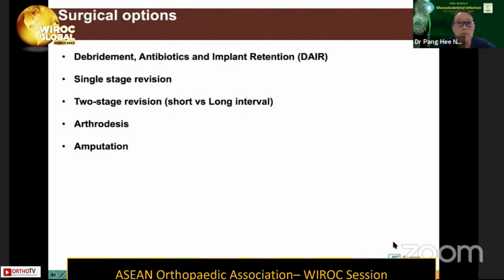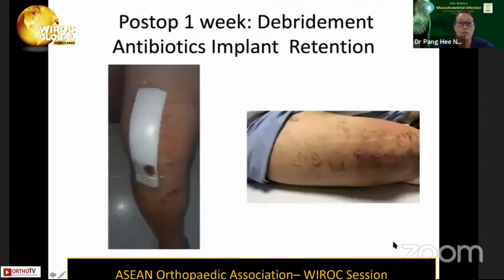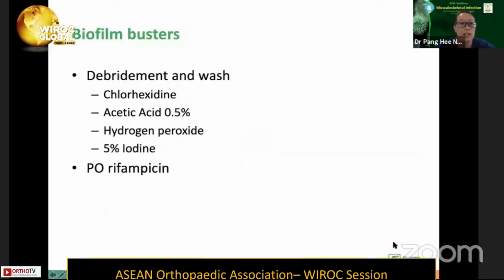After the investigations, we move on to the treatment modality. There are 5 surgical options: debridement, antibiotics, and implant retention; single-stage revision; 2-stage revision; arthrodesis; and amputation. For example, a patient who is suitable for debridement, antibiotics, and implant retention will be this patient with a persistently discharging wound 1 week post-op. You must be very aggressive with wound discharges. If it's discharging by 1 week, spare no attempts to debride it and send for cultures. In the debridement, you will do a proper debridement, and these are the biofilm busters that we use in our institution: chlorhexidine, acetic acid 0.5%, hydrogen peroxide, and 5% iodine.